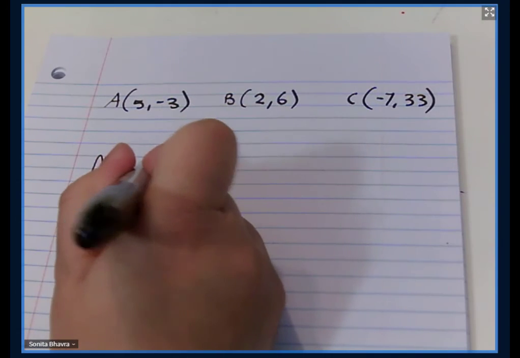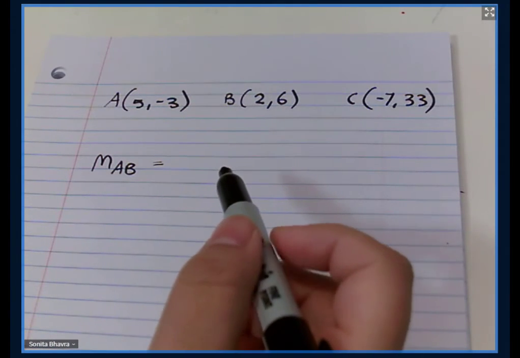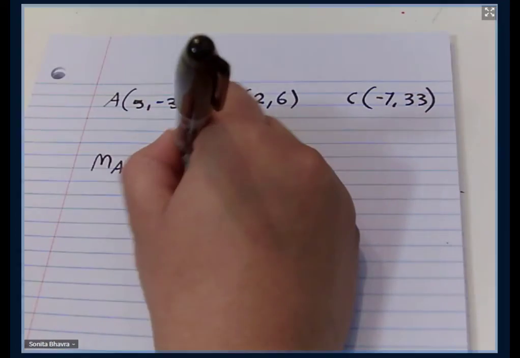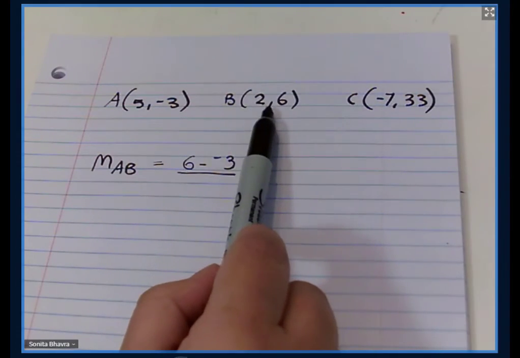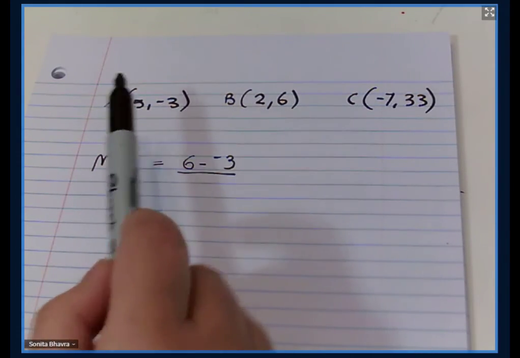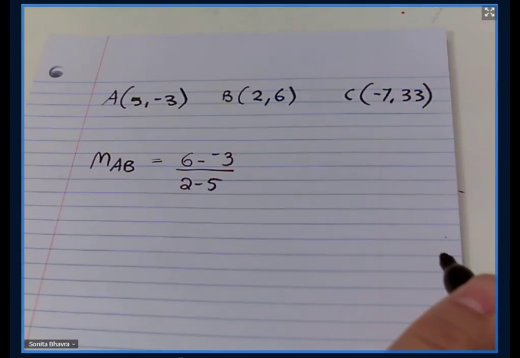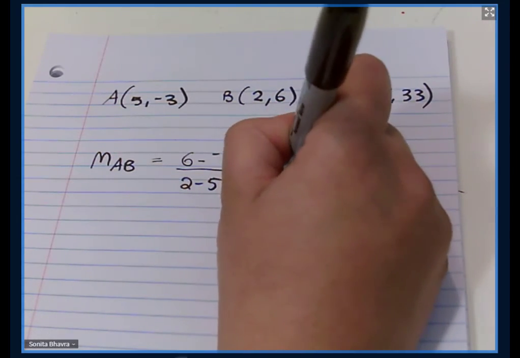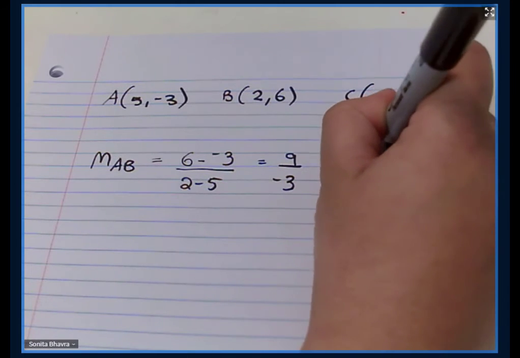So let's calculate the slope of AB. Okay, so calculating the slope of AB, I'm going to use 6 minus negative 3. And then for my X value, I'm going to use 2 minus 5. And again, you can go the other way, just make sure it's consistent. So this gives me positive 9 over negative 3. 9 over negative 3, that gives me a slope of negative 3.